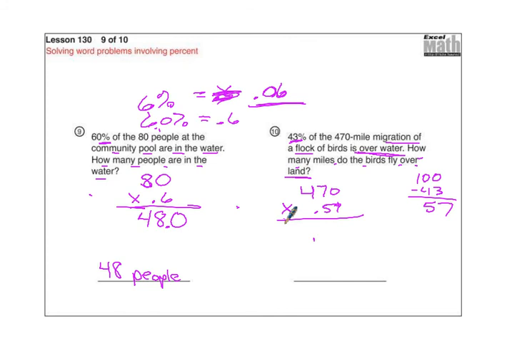Help me out, studio audience. 7 times 7, 49. 36 plus 4 is 40. 4 times 7, 32. What do I need here? 0. Good. Scribble this out. Now I get to start my problem. 470 times 5 right here.